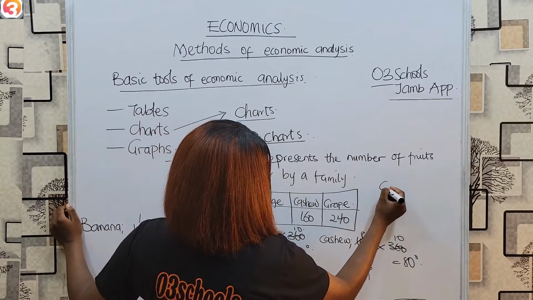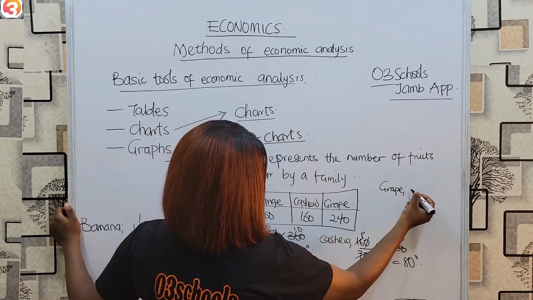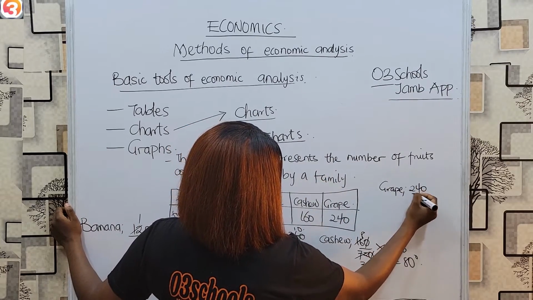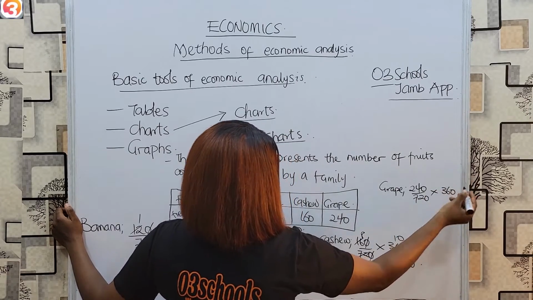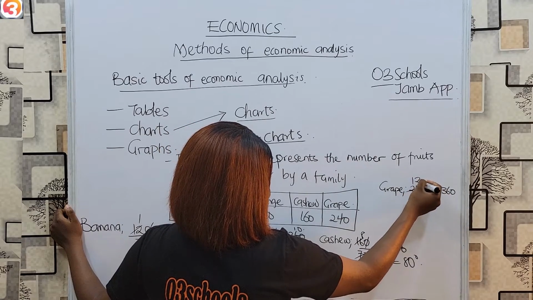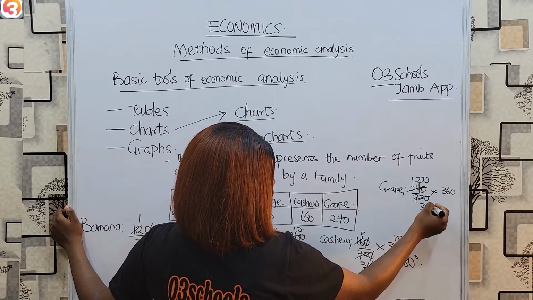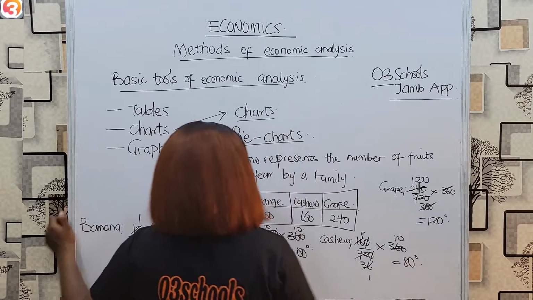Now the last one we'll be looking at is what? Grape. So grape is what? 240 over 720 multiplied by what? 360. So here we have 120, here we have 360. 360 cancels 360, so it goes to 120 degrees.